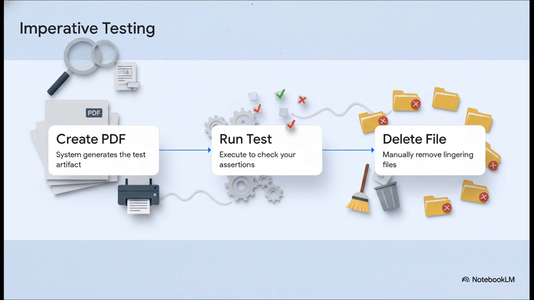Step 1, the system generates a test artifact. In this case, an actual physical PDF file just sitting right there in your project root. Step 2, you run the test to check your assertions. All good. But then Step 3 hits. Because you didn't mock the output, you now have to write out explicit instructions to manually delete that PDF, just so it doesn't totally pollute the next test run. As a developer, you're literally spelling out every single manual action, creation, deletion, the whole shebang. You're basically micromanaging the file system environment instead of just checking if your ebook converter actually works.